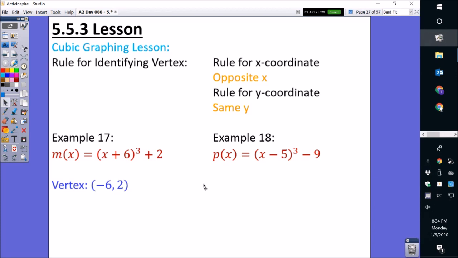So let's take a look at example 18. We have p of x equals the cube of x minus 5, and then minus 9. The minus 5 is with the x, so opposite x: the opposite of negative 5 will be positive 5. The minus 9 is for the y, so same y, meaning it's going to stay negative 9. So our vertex will be positive 5, comma, negative 9. Once you identify the vertex, you basically finish the first step of graphing.